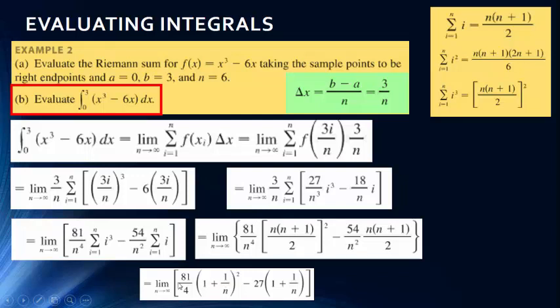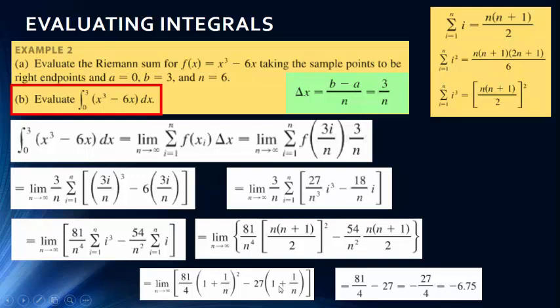Why do we do this? Because remember that n is going to infinity, and the only variable n that I have is in the denominator, so 1 over infinity goes to 0. So this term goes away, this term goes away, and I can solve this. So I have 81 fourths times 1 squared, which is just 81 fourths, minus 27 times 1. And so my answer is negative 6.75.